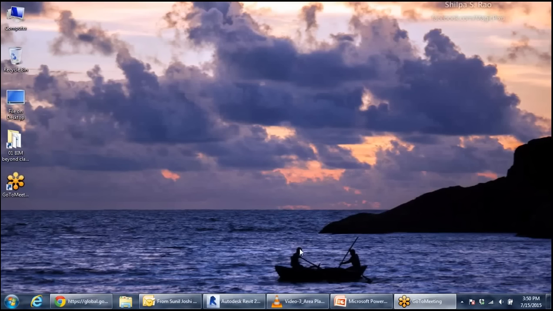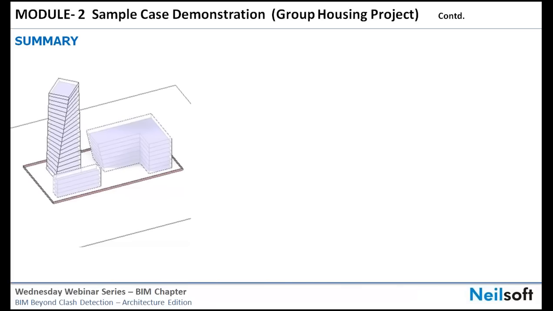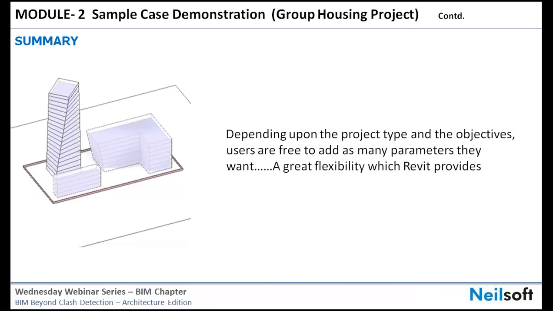So this is how we have ended module 2, and let me go through a brief summary of module 2, what we have seen. Depending upon the project type and the objectives, users are free to add as many parameters as they want in Revit. And this is a great flexibility which Revit provides. So here our objective was to give you an idea that this is the kind of stuff you can do, and this is the very basic kind of stuff which we have just demonstrated.